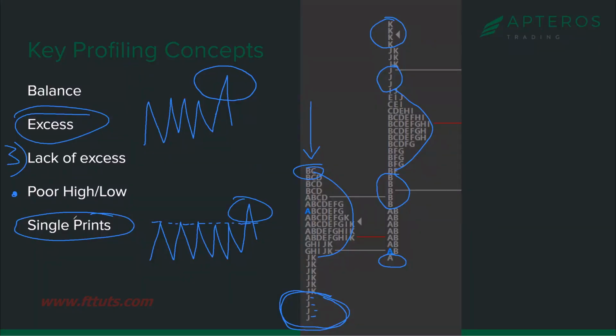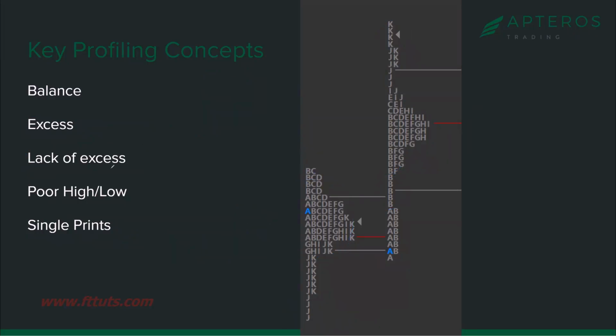And now let's think about things, let's go all the way back to maybe the Toyota Tacoma auction. All of these things were present, right? We had a balance area. Now, we had single prints during a nice normal auction process where value was clearly established and everybody's happy, which means that we had excess at the highs and at the lows. And we didn't have any poor highs or poor lows.